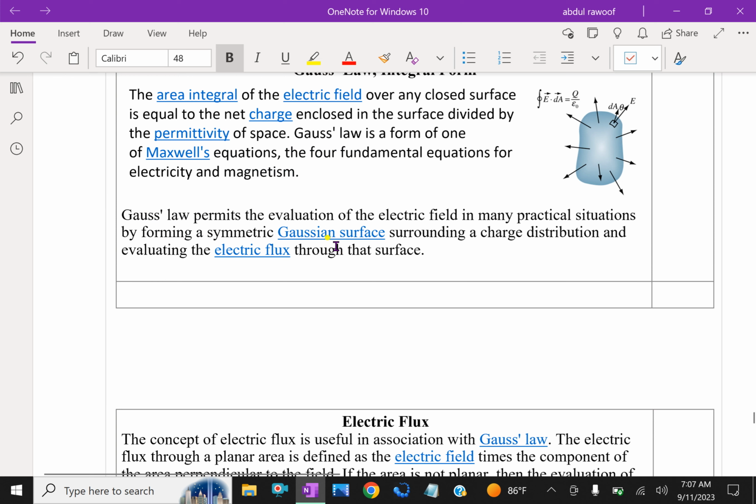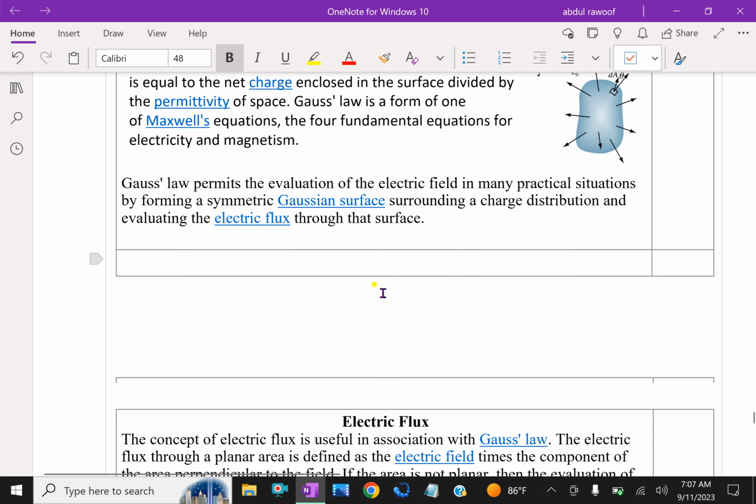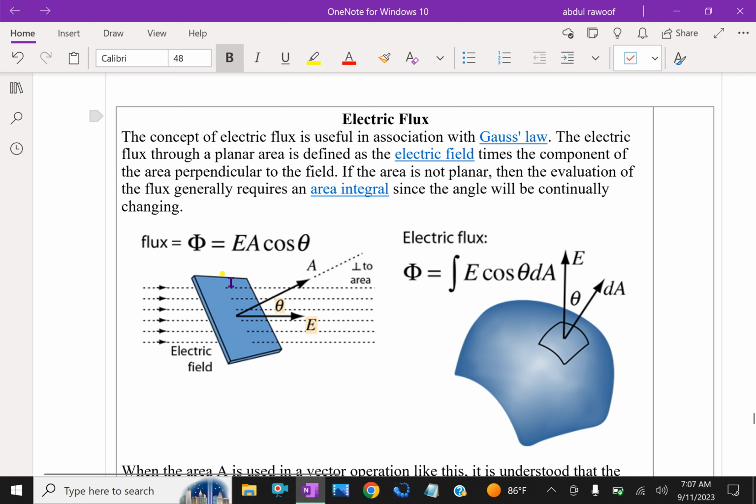Gauss law permits the evaluation of the electric field in many practical situations by forming a symmetric Gaussian surface surrounding a charge distribution and evaluating the electric flux through that surface. Now, what is electric flux? The concept of electric flux is useful in association with Gauss law. The electric flux through a planar area is defined as the electric field times the component of the area perpendicular to the field. Here, this is the area of the plate.